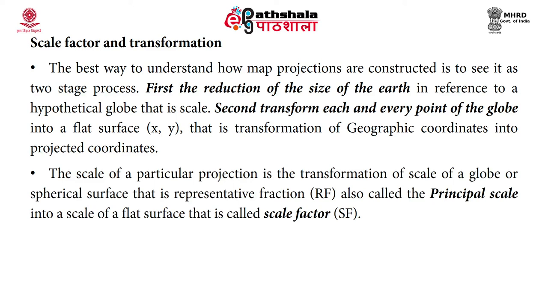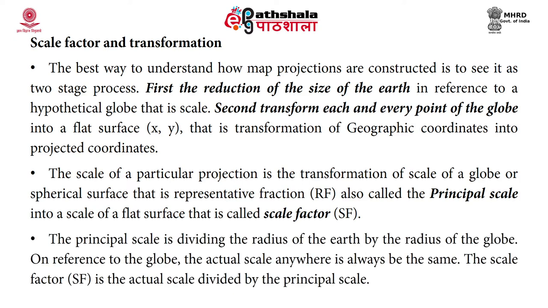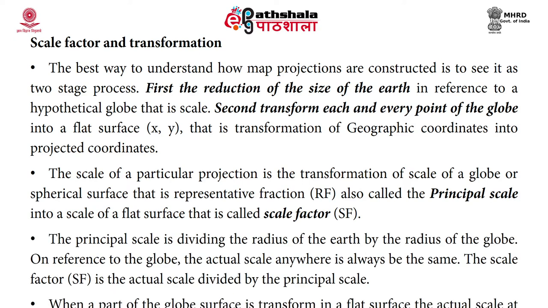The scale of a particular projection is the transformation of the scale of the globe or spherical surface, that is the representative fraction, which is RF and also called the principal scale, into the scale of the flat surface that is called the scale factor, which is SF. The principal scale is obtained by dividing the radius of the globe by the radius of the Earth. In reference to the globe, the actual scale anywhere is always the same. The scale factor is the actual scale divided by the principal scale.